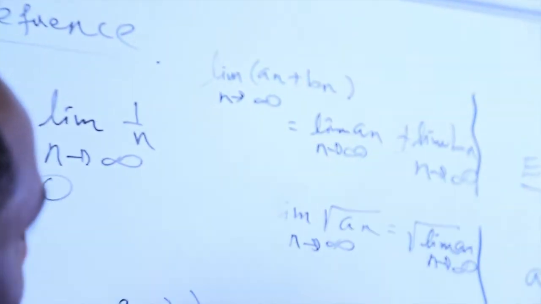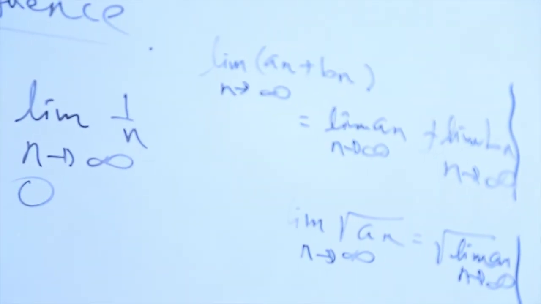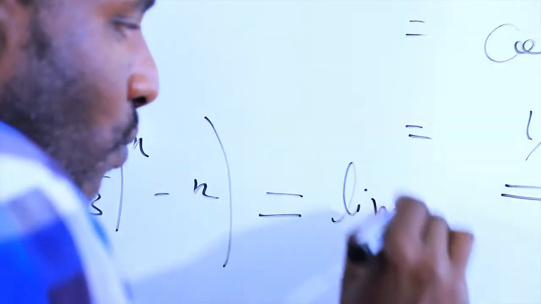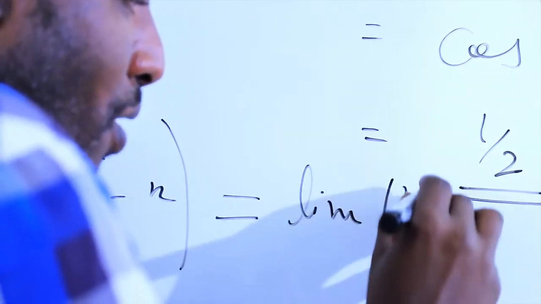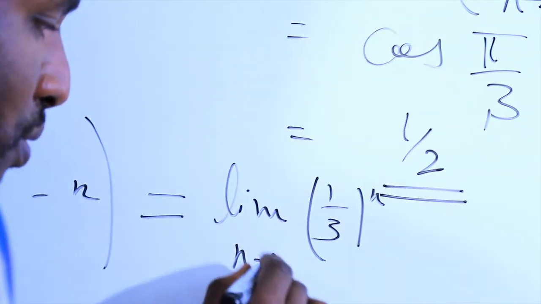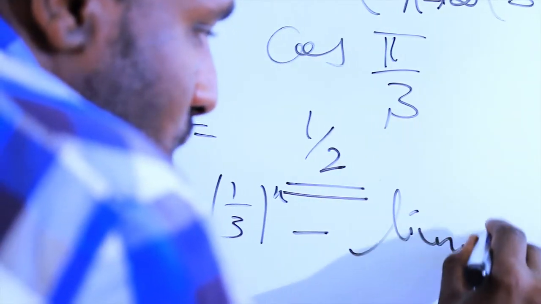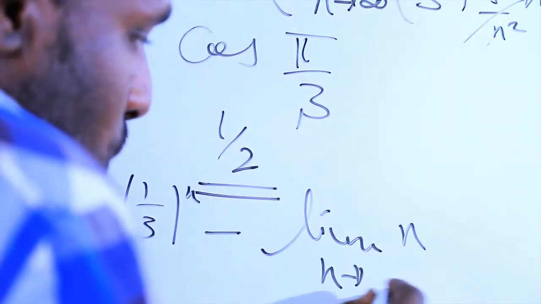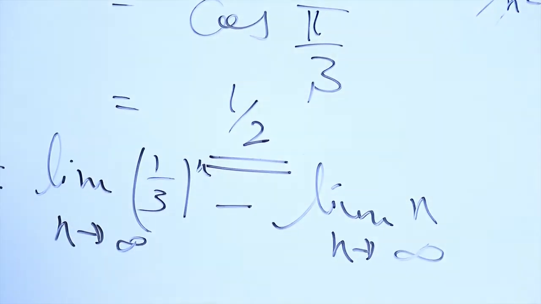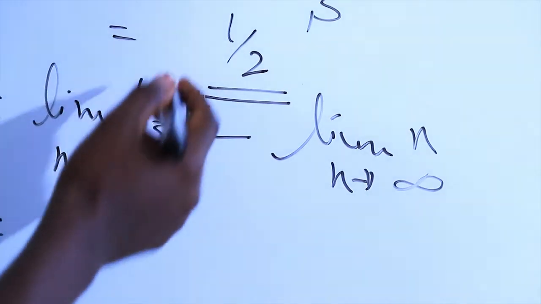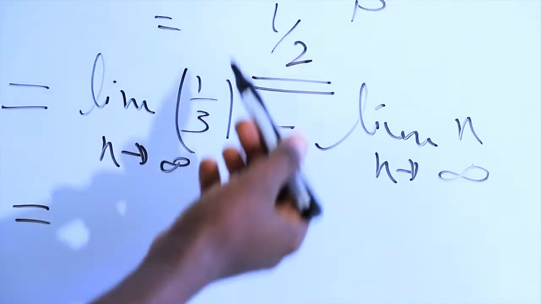So the result is equal to, say, here it is minus. Assume this is an and this is bn. So we can say the limit of the sequence 1 over 3 to the power of n as n approaches infinity, minus the limit of the sequence n as n approaches infinity.